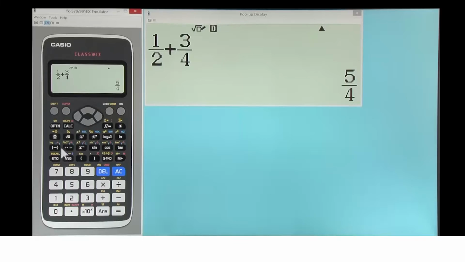Notice that if you don't move the cursor out of the first fraction, then the result will not be what you expect. So if we were to again try to add 1/2 and 3/4, and simply add 3/4, you can see there's a very different kind of result. So you need to be careful to put the cursor in the right place.